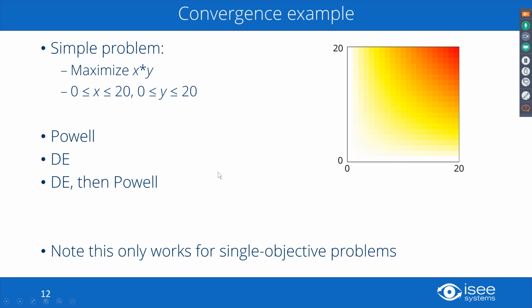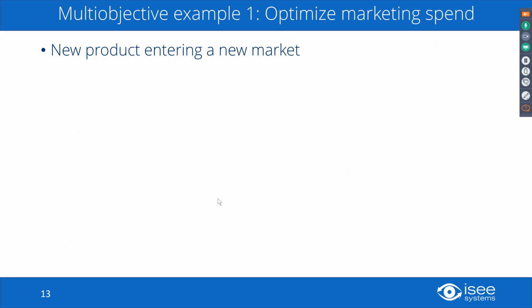So we just went through all those. Again, let me emphasize that this will only work for a single objective problem. If it's multi-objective, you're out of luck. You have to use DE. So let's look at a simple multi-objective problem. And this problem, by the way, you will find on our blog at blog.icesystems.com.